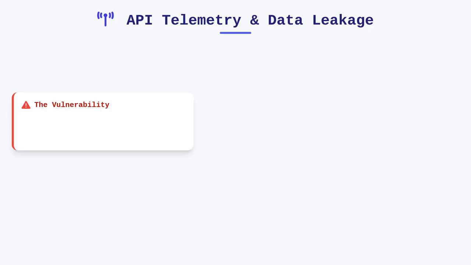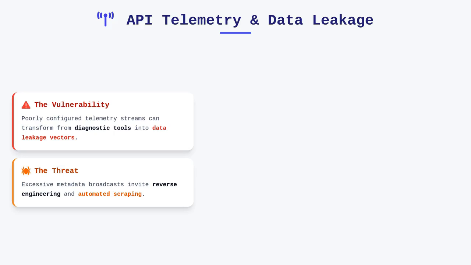However, when these telemetry streams are poorly configured, they transform from diagnostic tools into vectors for data leakage, specifically regarding sensitive user information. An API endpoint often inadvertently broadcasts more metadata than required for basic monitoring, which invites reverse engineering and automated scraping attempts.